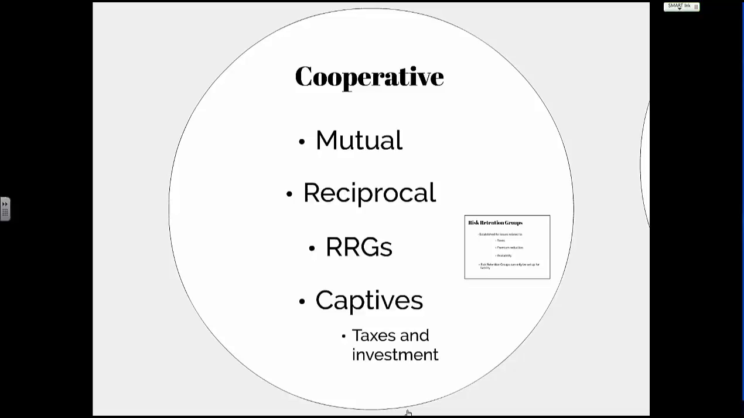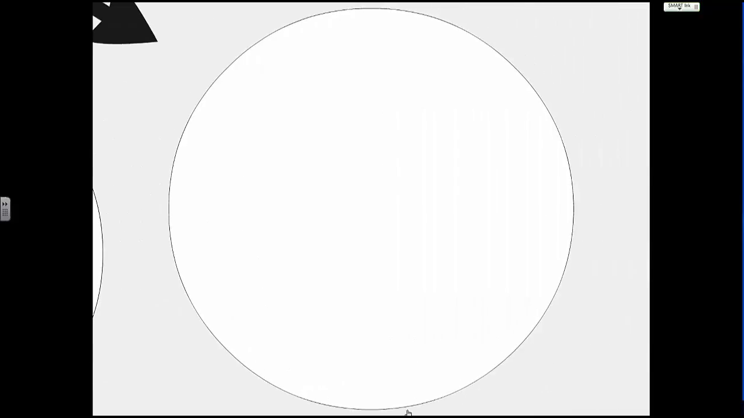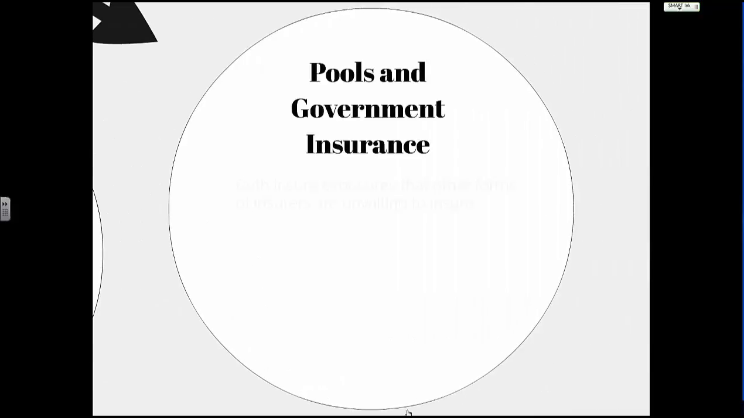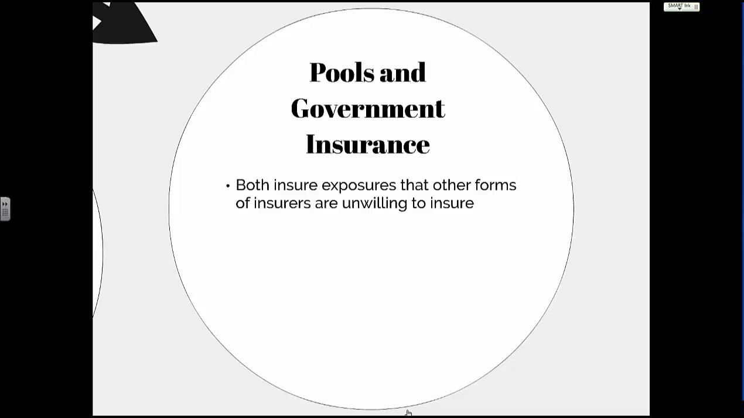Then when a loss occurs, it's essentially a form of self-insurance, paying for losses out of your own pocket. Lastly, there are pools and government insurance. While pools are private insurers, both of these forms of insurance companies insure exposures that other forms of insurers are unwilling to insure. Generally, we're talking about fundamental risks. Recall from Risk Management Insurance 2005, the principles course, that fundamental risks are those risks that affect a large segment of society when a loss occurs.